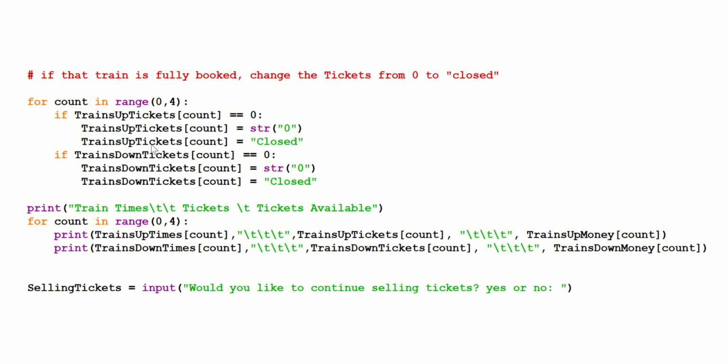And same for down. Firstly count is 0, then if change down tickets 0 equals 0, it turns into a string and then it turns to closed, and then the for loop does it again, but now count is 1, so change of tickets 1, which is the second change of tickets. If it is 0, then the same thing repeats.